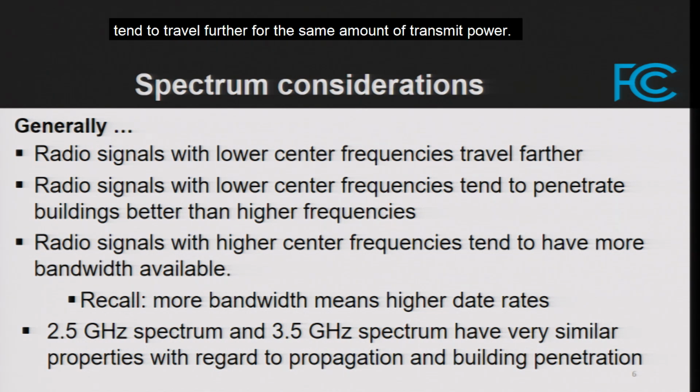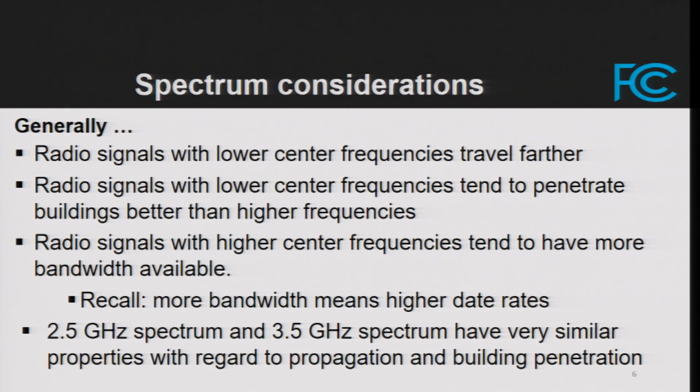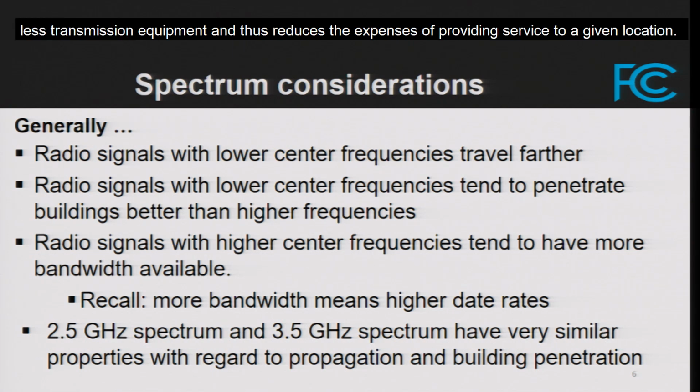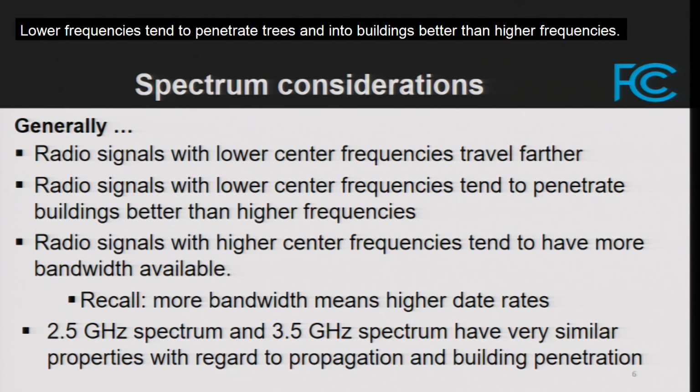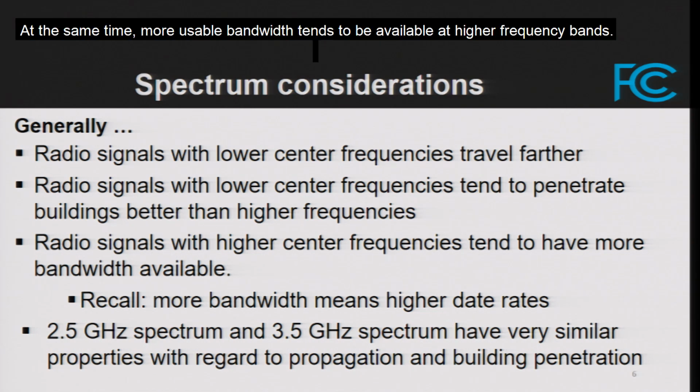That is, lower frequencies tend to travel further for the same amount of transmit power. Better coverage implies that you need less transmission equipment and thus reduces the expenses of providing service to a given location. Lower frequencies tend to penetrate trees and into buildings better than higher frequencies. At the same time, more usable bandwidth tends to be available at higher frequency bands.